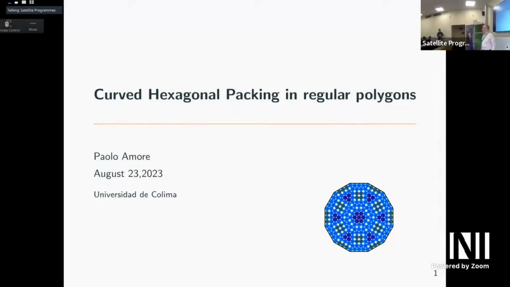So the first speaker is Paolo Amore. Yeah. So as you can tell by the shape, curved hexagonal packing. So 20 to 30 minutes.